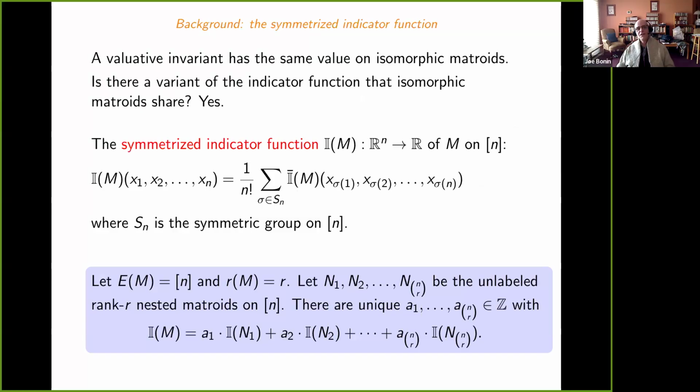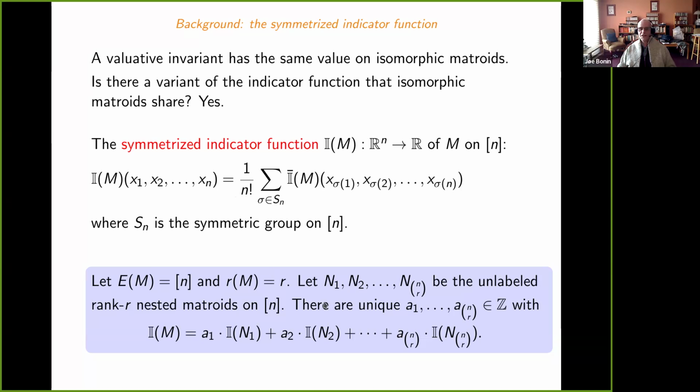Now, valuative invariants have the same value on isomorphic matroids. So it'd be nice to have a variation of the indicator function that depends just on the isomorphism type rather than the actual matroid. And this is achieved by the symmetrized indicator function. So what you do to get the symmetrized indicator function is you sum over all permutations of the ground set, so basically all possible relabelings. You take your indicator function, you evaluate it at the permuted variables, and you take the average of all of those. Okay? So that's the symmetrized indicator function.